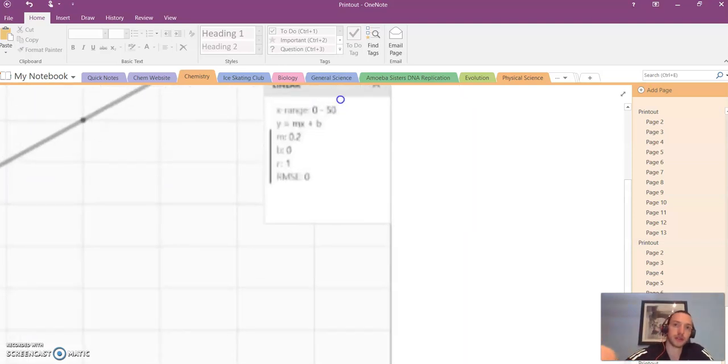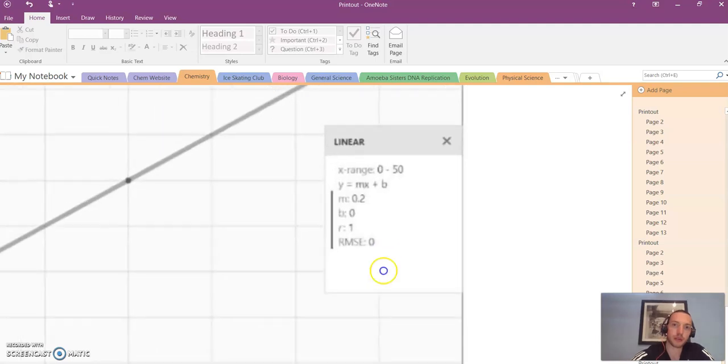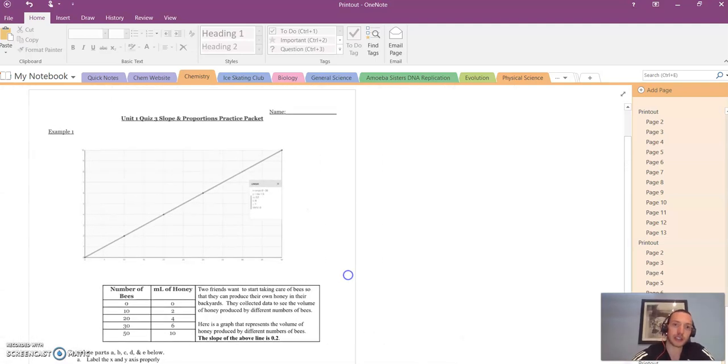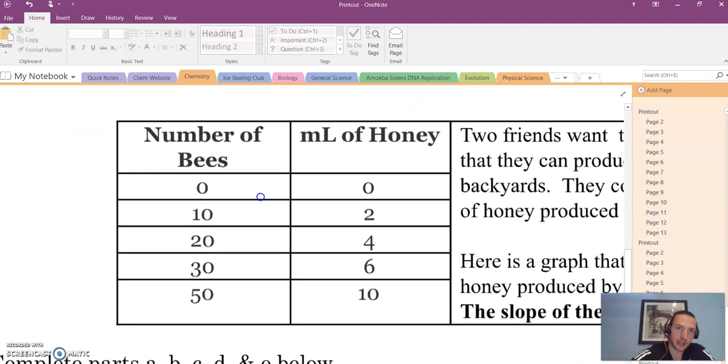And just to review, this is where you get your slope over here. You look over here at the data that you have on the graph, and your M value is 0.2, just like it says in the description. Okay, so here we have the data table, number of bees in the left column, milliliter of honey in the right column.